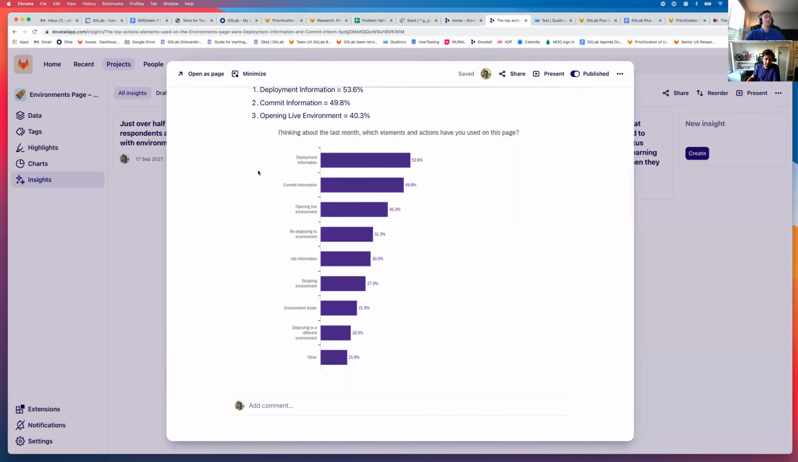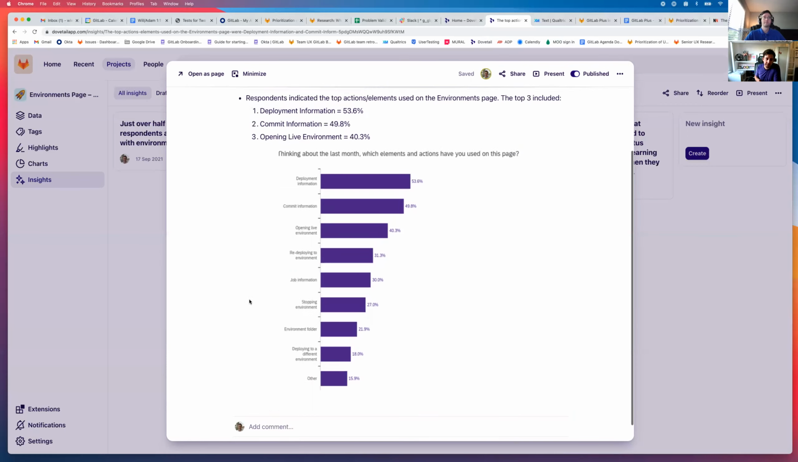So when we scroll down and kind of look at this graphic, these first three are kind of in a cluster. This next group, redeploying environments, job information, and stopping environments, kind of hovering around high 20% to low 30%. And then we've got another group down here of environment folder and deploying to a different environment, kind of high teens and low 20%.